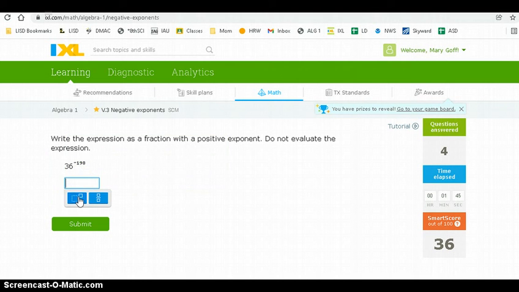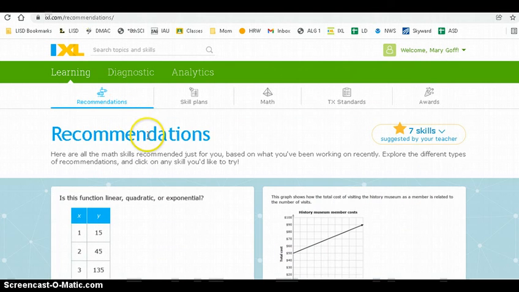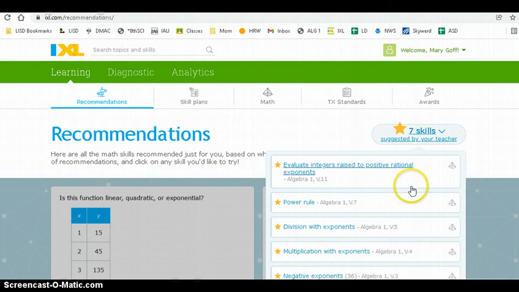Okay. So on and so forth. Okay, so that's the 3. Let's go back. Let's see, what else did I give you? Multiplication with exponents.